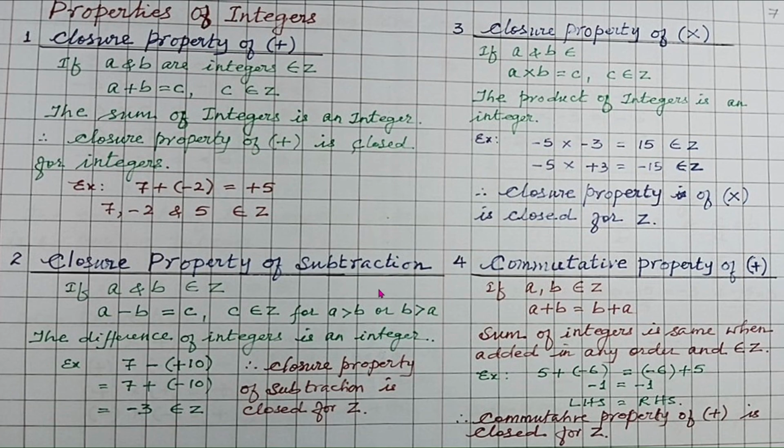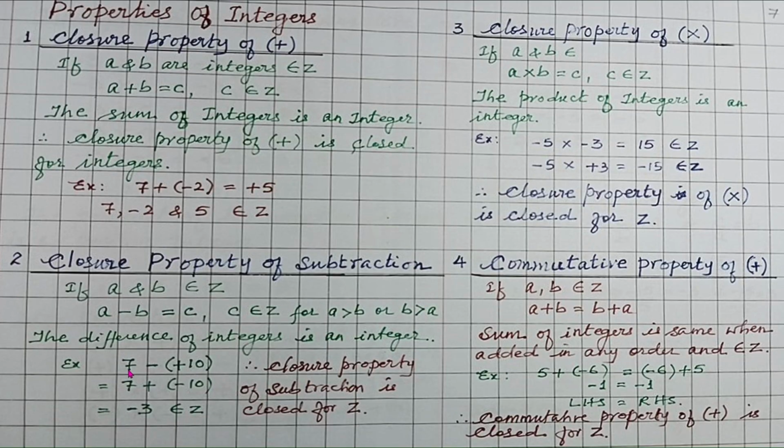The closure property of subtraction was not closed for natural numbers, and also was not closed for whole numbers, and the reasons are very clear. But here, if you take two integers a and b, which belong to Z, that is the set of integers, then a minus b is equal to c, and c is also an integer. The difference of integers is again an integer, therefore the closure property of subtraction is closed for the set of integers.